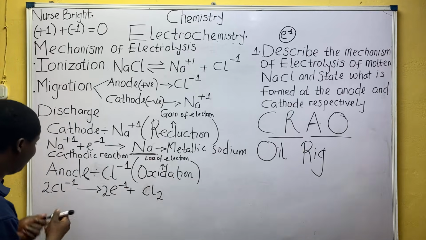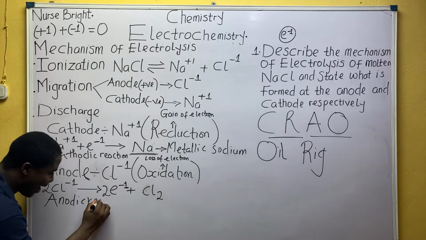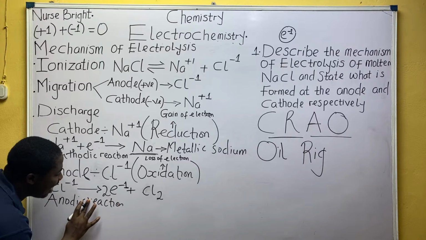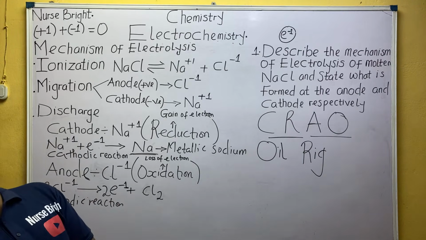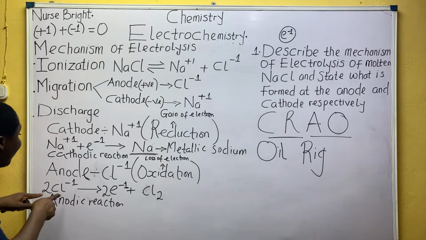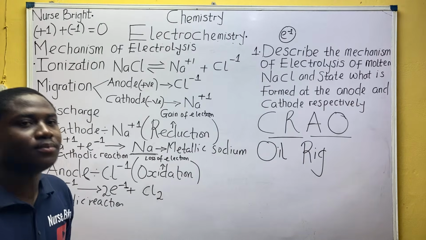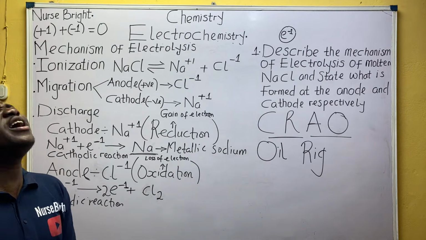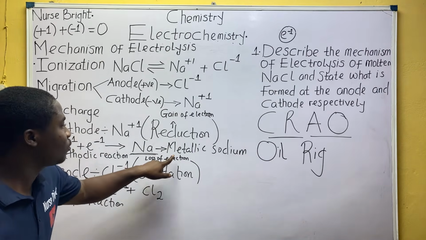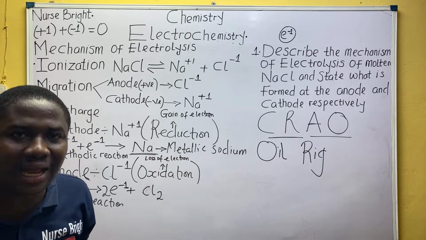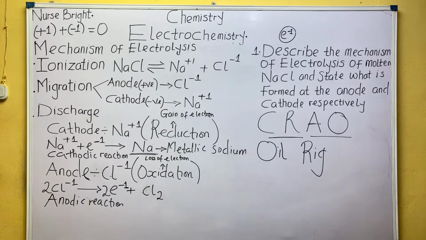Are you there? So this now we call the anodic reaction. If you ask what was actually formed at the anode, what gas? Chlorine gas. It is not chloride that was formed. What gas? Chlorine gas was formed at the anode. What was formed at the cathode? Metallic sodium, or sodium metal, was formed at the cathode. Class, this thing is easy. This is the mechanism of electrolysis.